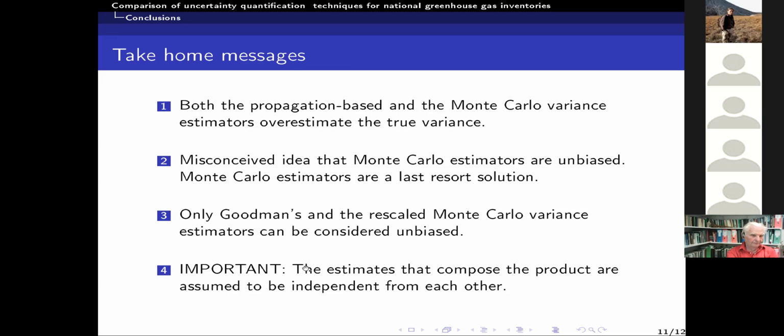In this study, we considered that the estimates that compose a product, whether there are 2, 3, or 4 of them, are all independent from each other. The example of greenhouse gas emission per unit of area times the area is a good one. Normally, there is no dependence between these two. However, there are some cases where those estimates can be dependent, and Goodman's estimator is not designed to deal with dependent estimates. So that's a limitation. In that case, I would strongly suggest using a Monte Carlo, even though it is biased.